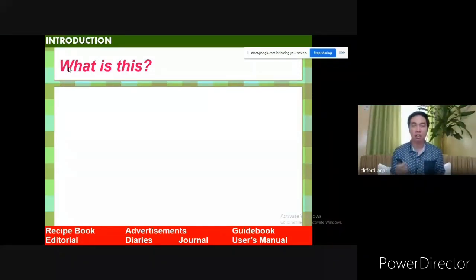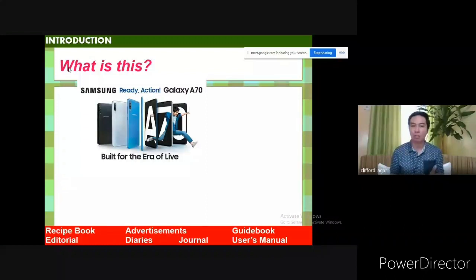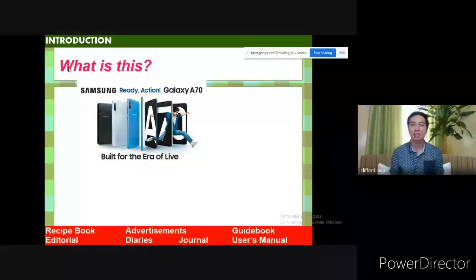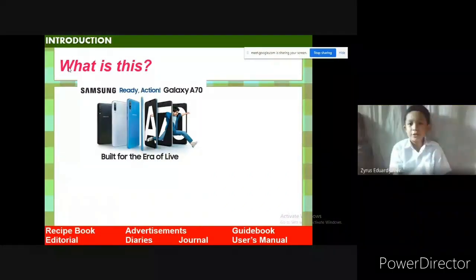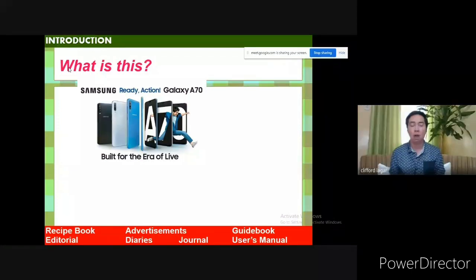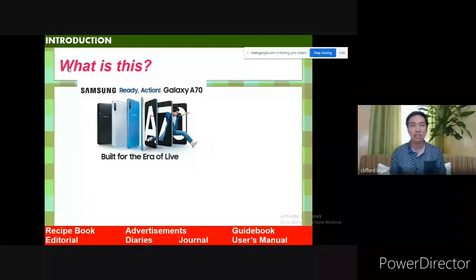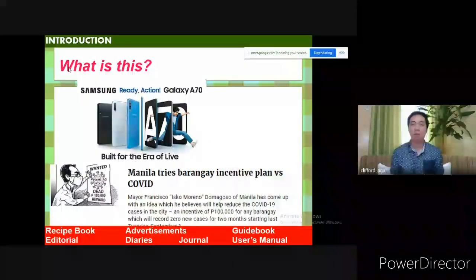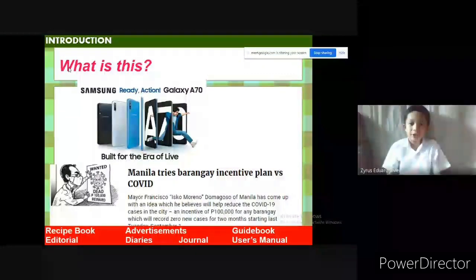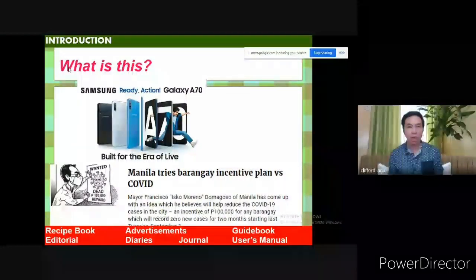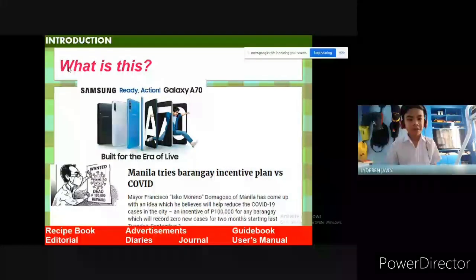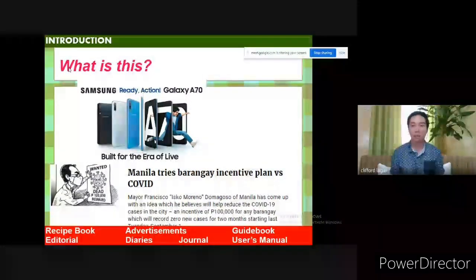So look at the picture. First picture, Samsung Ready Action Galaxy A70. What is this reading material? Sir, permission to speak po. Yes, Cyrus, go on. Advertisement, sir. Okay, advertisement. Very good. Now, how about this? Manila tries barangay incentive plan versus COVID. Okay, Lay, please go ahead. Editorial, sir. Very good. So this is an example of editorial.